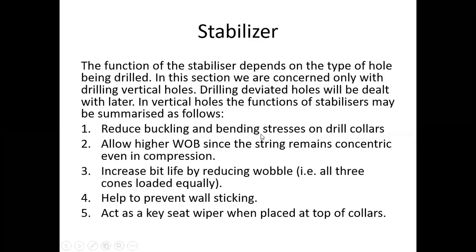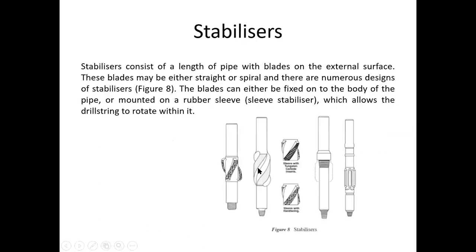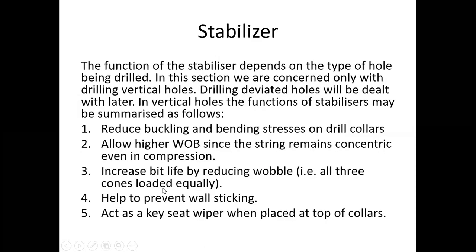It reduces the buckling and bending stress on the drill collars, and it allows higher weight on bit. It reduces the wobbling effect, as I said, the vibrational effect on the bit, so that the bit can perform well. So all the weight on bit is properly transmitted to the bit using these stabilizers. And of course, because of these small spiral sections, it does not let the drill string stick to the wall. So it prevents wall sticking at the same time. And it is always placed at the top of the collar. It provides a good place for drill collars to be connected with the bit.